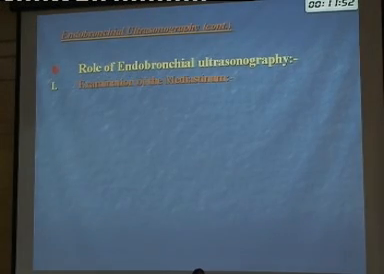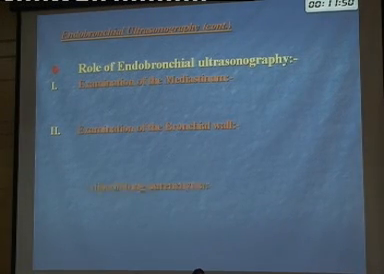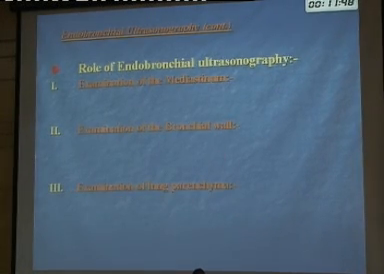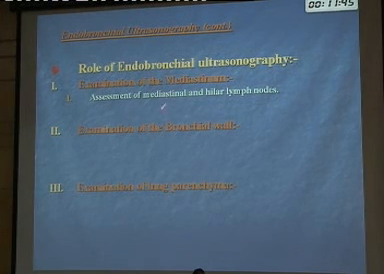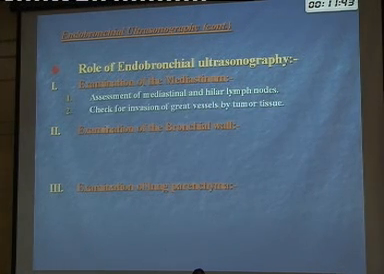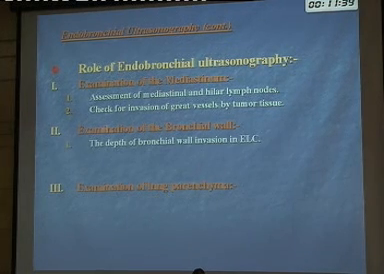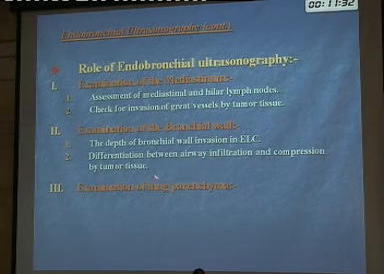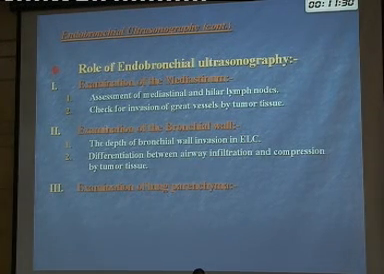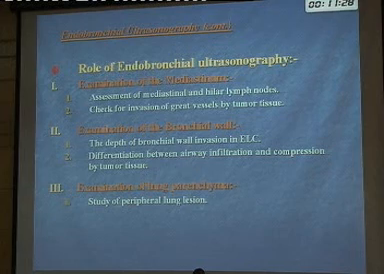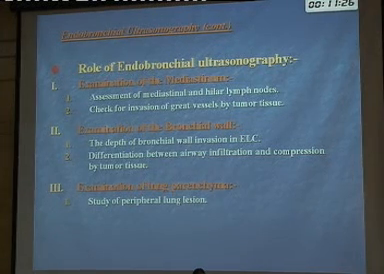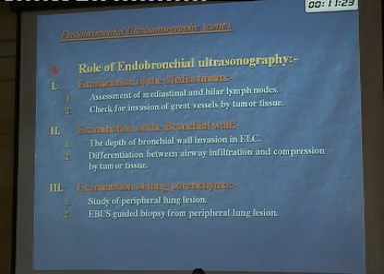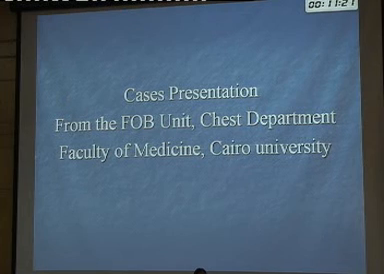Role of endobronchial ultrasound: we can examine the mediastinum, the bronchial wall, and the lung parenchyma. In the mediastinum, it is used for assessment of mediastinal and hilar lymph nodes, and to check for invasion of great vessels by tumor tissue. In the bronchial wall, it detects the depth of bronchial wall invasion in early lung cancer, and differentiates between airway infiltration and compression by tumor tissue. In lung parenchyma, it is used to study peripheral lung lesions, and for EBUS-guided biopsy from the peripheral lung shadow.